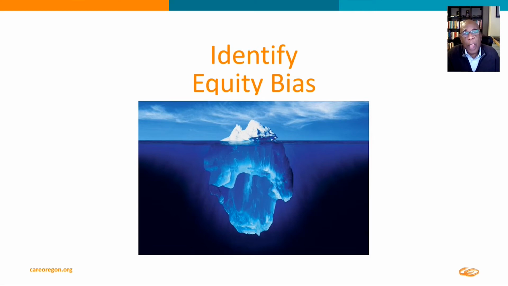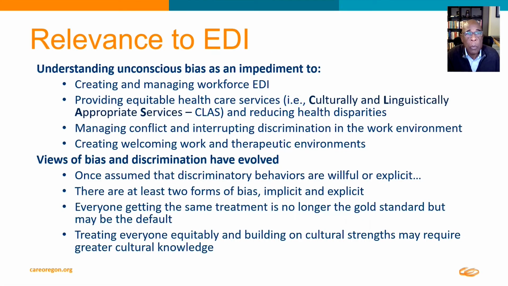We're going to start with the idea of bias, and we're going to think about bias in the context of equity and what it means in the sense of service delivery. Next slide. We see a lot of courses on bias, and why is it important? One of the more obvious things is it helps us manage a diverse workforce. We tend to think of it as creating welcoming environments and hiring managers who understand the bias perhaps of their team or their organization, and how that might need to be overcome. It's also essential to providing equitable care, managing conflict and interrupting discrimination in the work environment. And as I said earlier, creating welcoming and therapeutic environments.